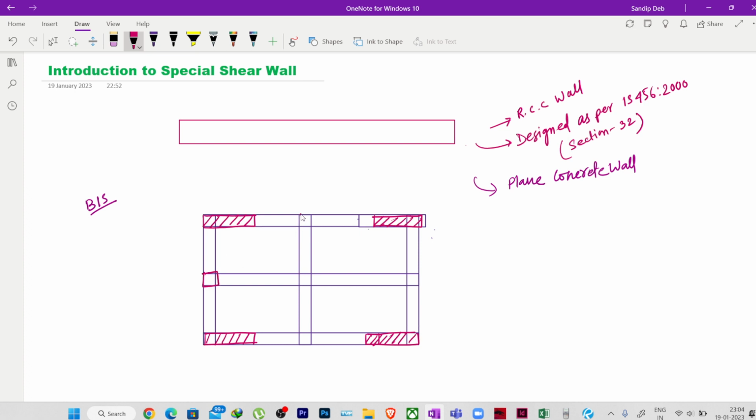So we have a column here, we have a column here, and maybe we are providing another RCC wall like this, and we have a column here and here, okay. So these are my columns and these are my walls, okay. So what are the loads we have? Obviously we will be having vertical loads on it. So first we will write it as gravity loads.